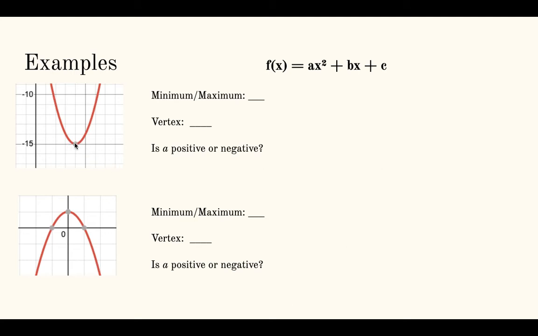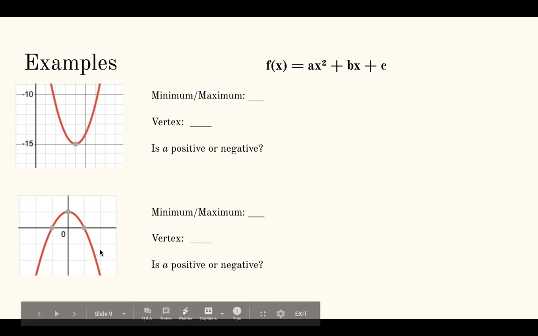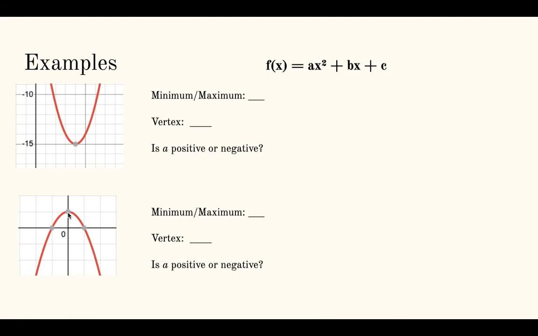So in this first example, this is a minimum value. The ordered pair for the vertex is (4, -15). That means a is positive because it's concave up. This one, a must be negative because it's concave down. It is a maximum value, and the vertex is at (0, 1).